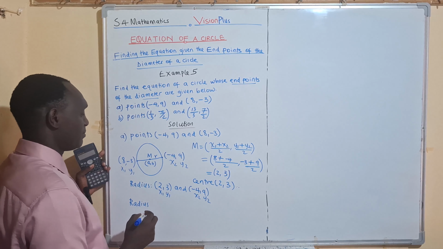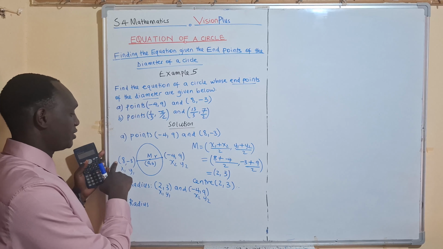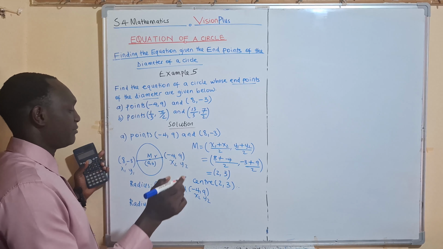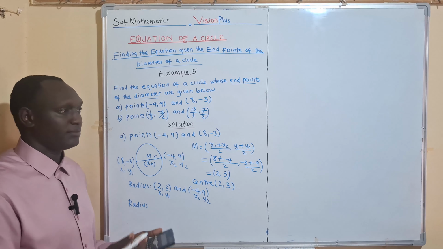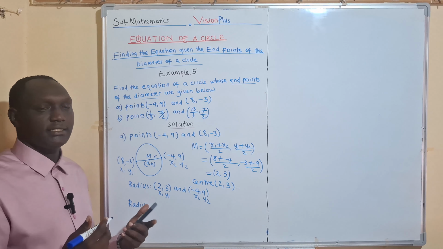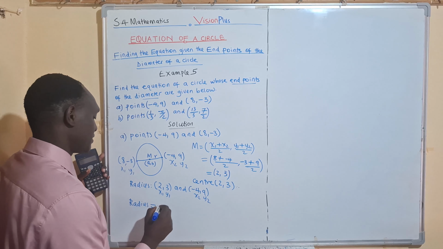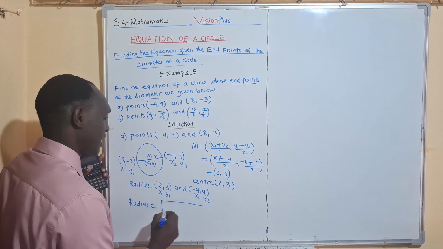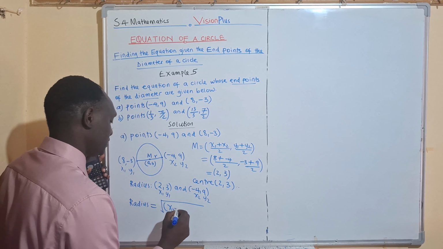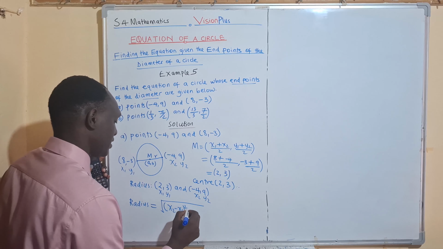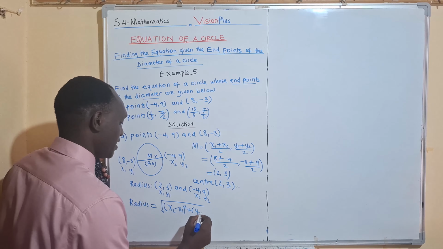In some books, you find these points named point A, point B. You can name the points using letters, A, B, C, K, D. Please be flexible and adapt. Now the radius is given by the square root of the length between two points, changing x squared plus changing y squared.